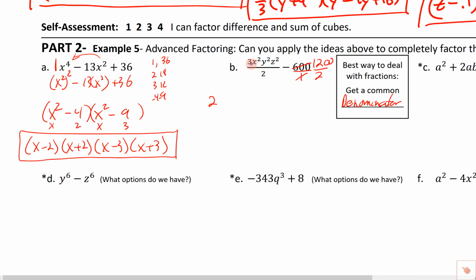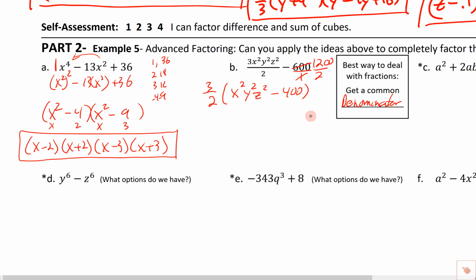And out of the numerator, I can't take out any variables out of the 2 of them, but I can take out a 3. So we're going to take out 3 halves, basically. And if I take a 3 out of 1200, I end up with 400. So here's what I have. I've got the variables left, x squared, y squared, and z squared, minus 400, when I take out a 3.